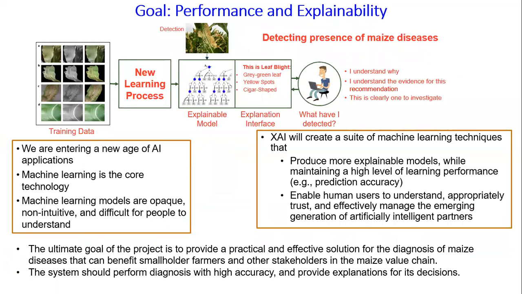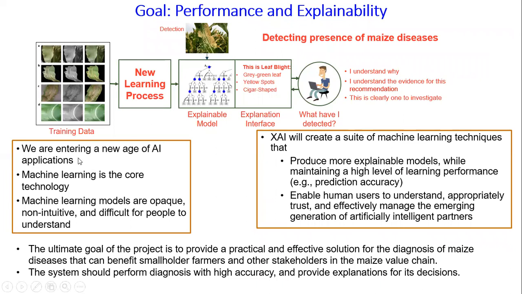Our goal here will be performance and explainability. Now, the good thing with explainable AI is that you will not only be able to detect, but it will also be able to give you the reasons why it brought you to that conclusion. Here, the person using the system will be able to understand why the algorithm took him to that conclusion, and also understand the evidence that the algorithm is giving him for that conclusion, and he'll be able to make conclusions based on what he has understood from the explainable algorithm.